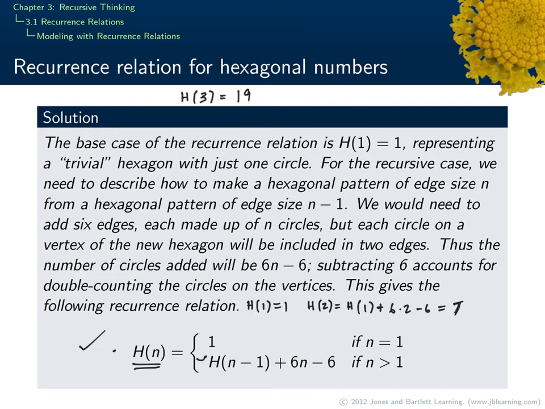And then finally, we're ready to compute h of 3, which is h of 2 plus 6 times 3 minus 6. Remember, h of 2 was 7, so that's 7 plus 6 times 3 minus 6. And that indeed does give us 19, which is what we expected it to give us.